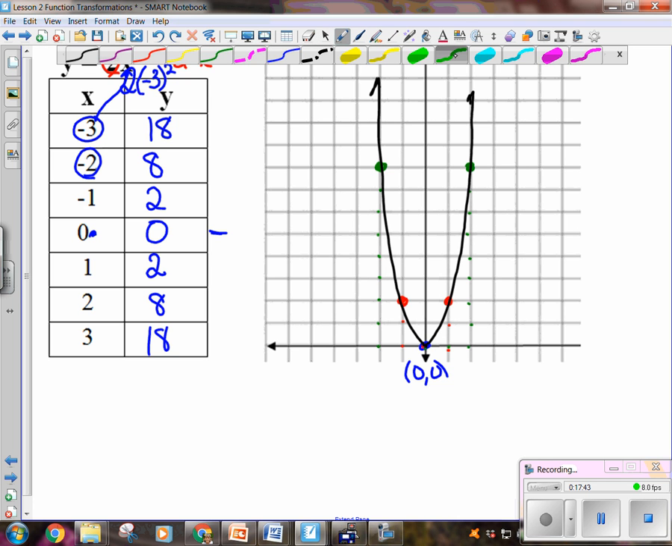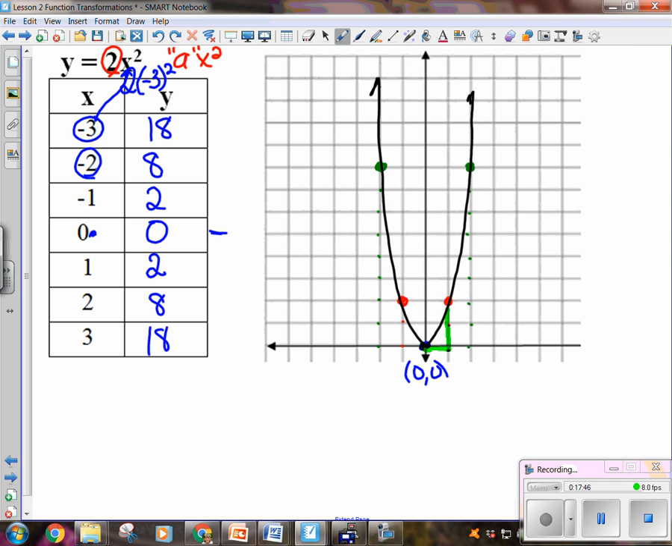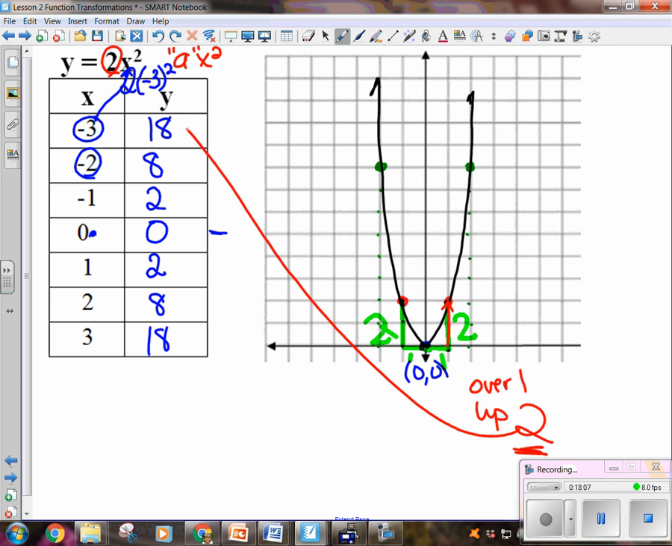Now let's look at what happens on this graph. If I look at the very start, I go over 1 and then I go up 2. I go back 1 and up 2. So it's always over 1, and then the next one is up 2. So it looks like I'm going up faster than normal. That's key. Notice that the number was 2x squared. So what happens here is this one is what we call vertically stretched. We're not talking about the sideways directions. We're talking about vertical.